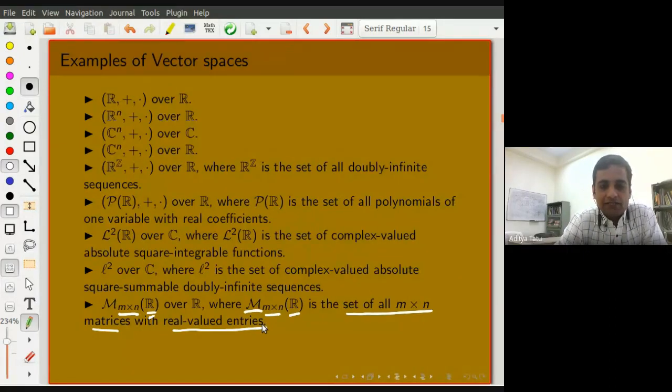Again, I think I can leave this as an exercise for you guys to show that this will form a vector space over R. So I'm just trying to give you as many different examples as possible, some of which you may encounter in other courses as well. Right, so is it clear what is a vector space?